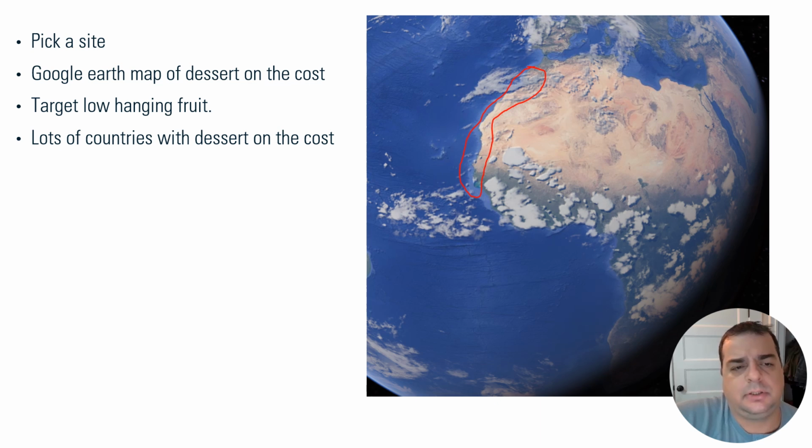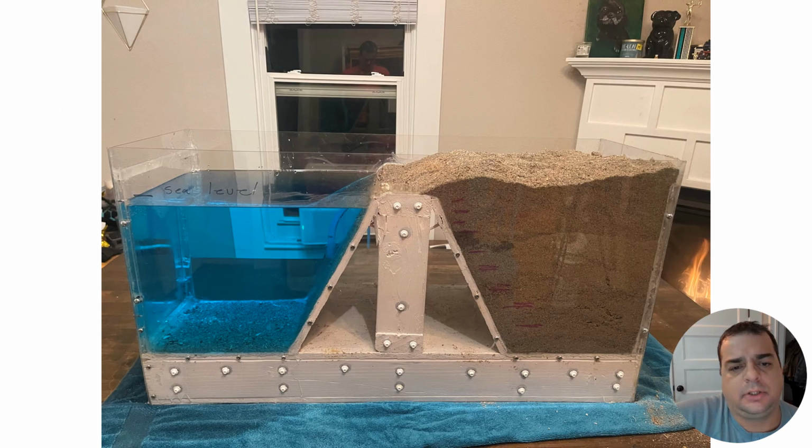So we got to pick the site. This is a Google Earth picture. And I like to think of it as targeting the low-hanging fruit. The very edge is where it's going to be the easiest. If we tried to transfer clear to the center of the desert, it's going to cost way more energy to move it, and there are lots of countries to choose from that have deserts on the coast.